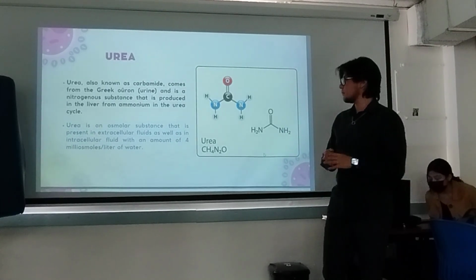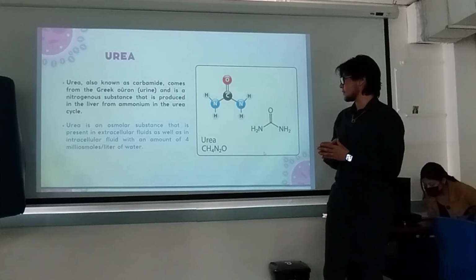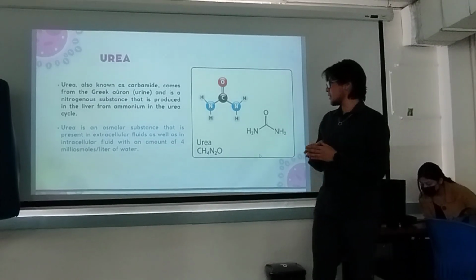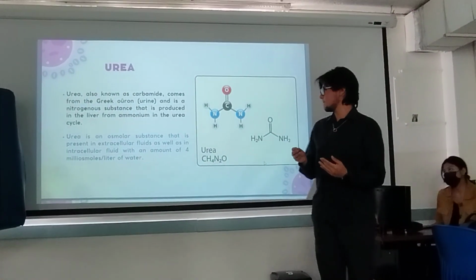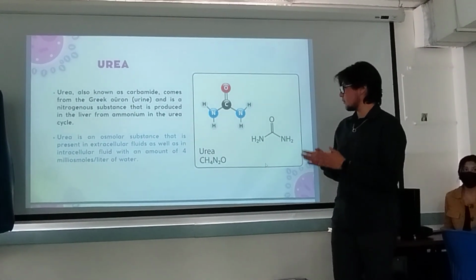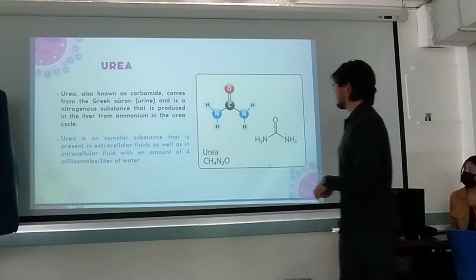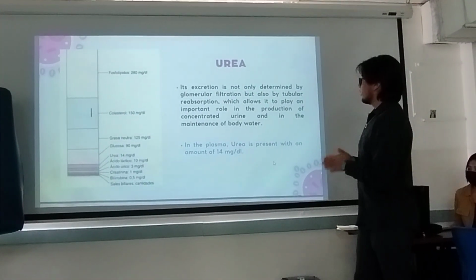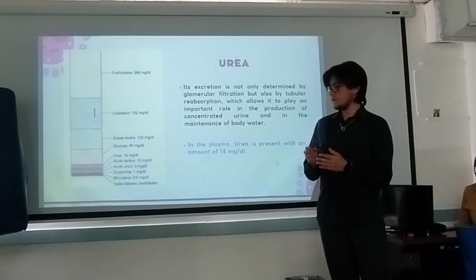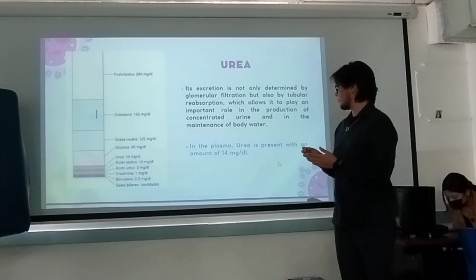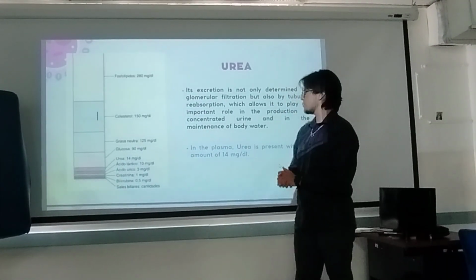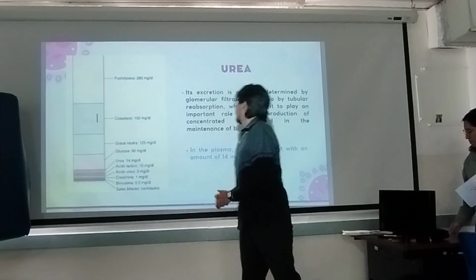Okay, urea is an osmolar substance that is present in the extracellular fluid, plasma, and interstitial fluid, as well as in the intracellular fluid, with an amount of 4 milliosmol per liter of water. Okay, in the plasma, urea is present in an amount of 14 milligrams per deciliter. This is a substance in the plasma, and urea is here.